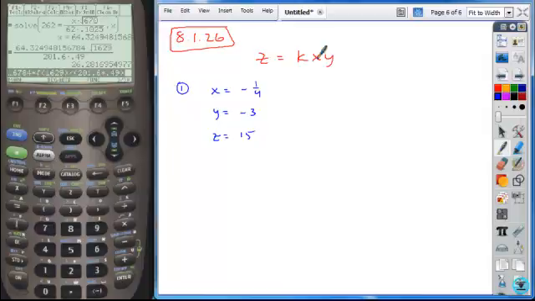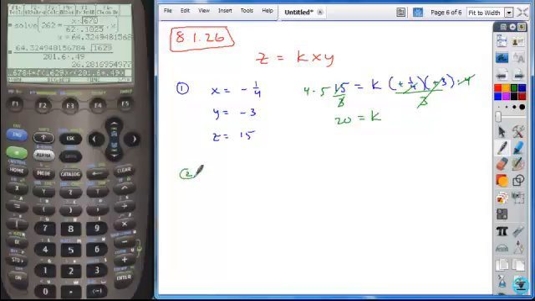All right, so we can do this by hand or with the calculator. These are relatively easy numbers, so I'm just going to plug them in by hand. So z is 15, which is equal to k times our x, negative 1/4, and our y, negative 3. And so here, if I want to solve for k, my negatives cancel. I'm going to divide both sides by 3. So it cancels with this factor of 3 and turns into a 5 here. And then to get rid of my 1/4, I'm going to multiply both sides by 4. So those cancel, and I'm left with 20 is equal to k. So there's step one. I found my constant.